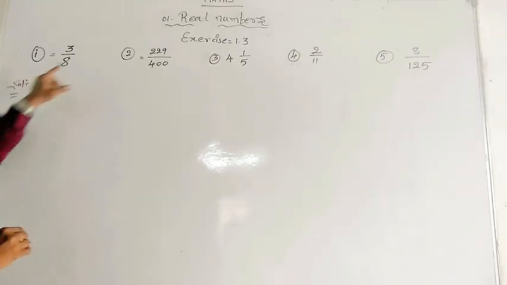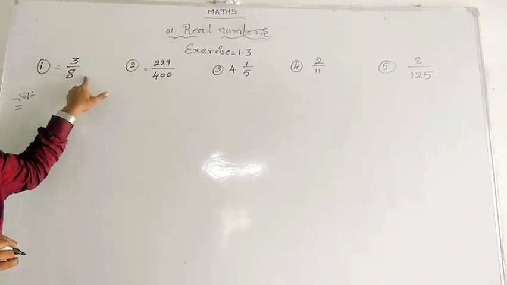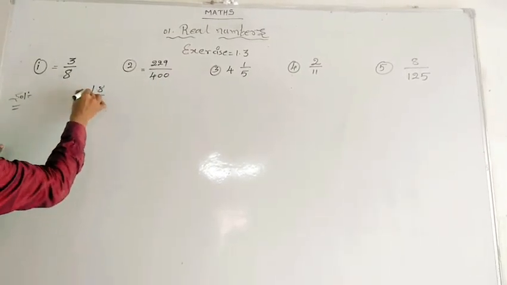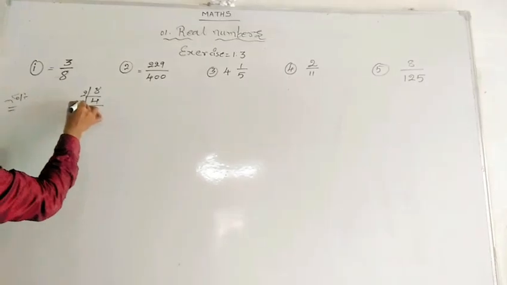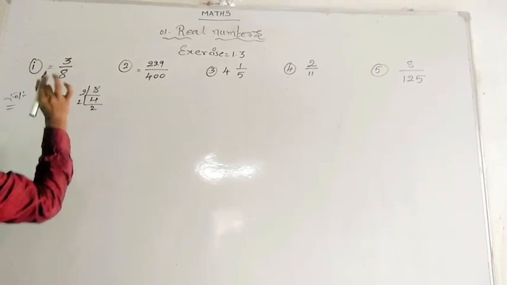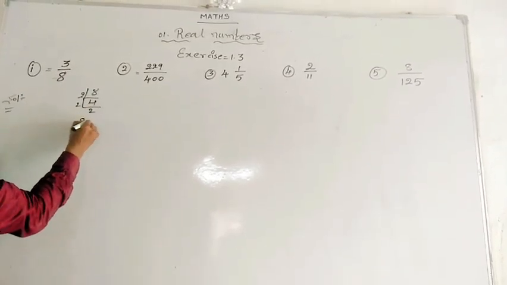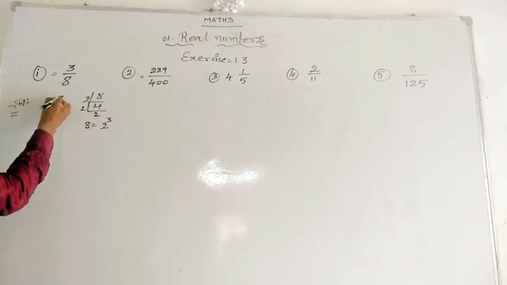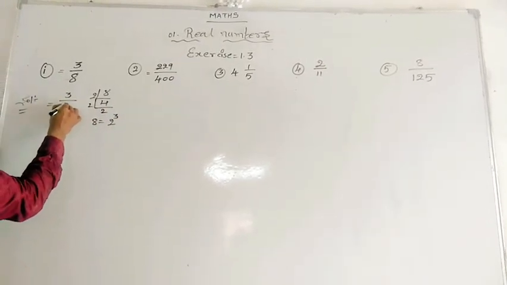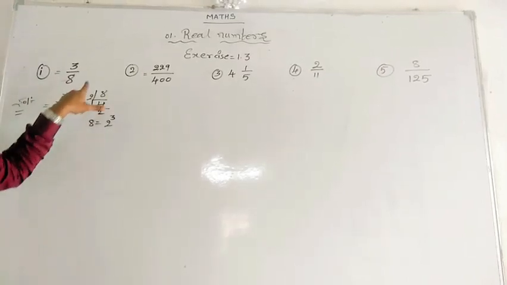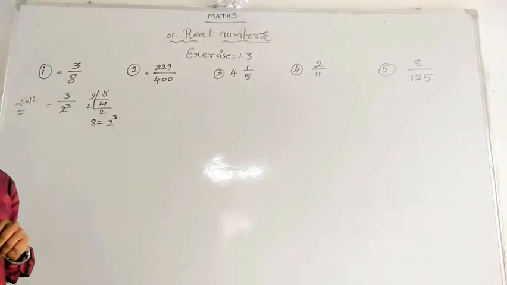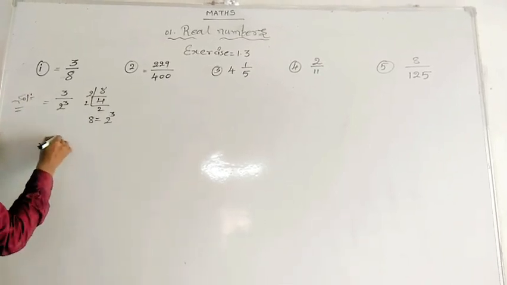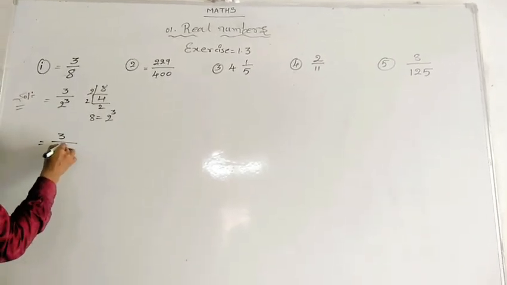Let us factorize the denominator first. Factorize the 8. If you factorize, what do you get? 2 fours are 8, 2 twos are 4. That means 8 equals 2 cube. So here we can write 3 by 2 cube. This 8 can be written as 2 cube, so we write 3 by 2 cube.